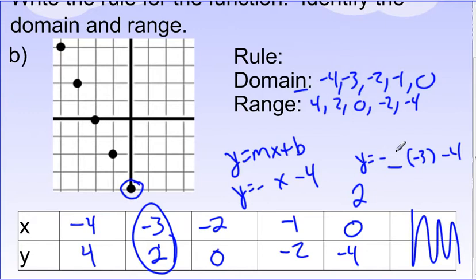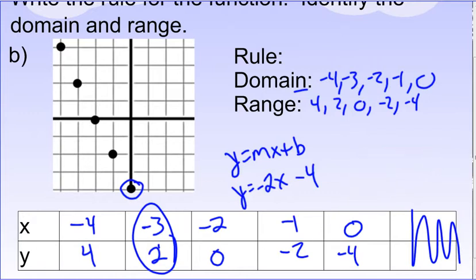Well, guess and check. What's negative 1 times negative 3? Positive 3. Positive 3 minus 4 is negative 1. Shucks. Okay, what if we used a negative 2? Negative 2 times negative 3 is 6. 6 minus 4 is 2. So the pattern here is we're going to take the x value times negative 2 minus 4.